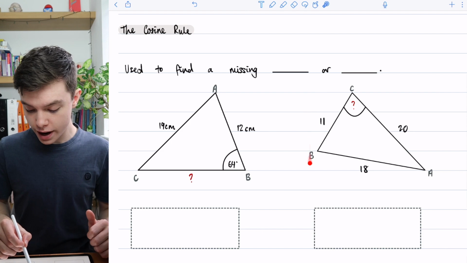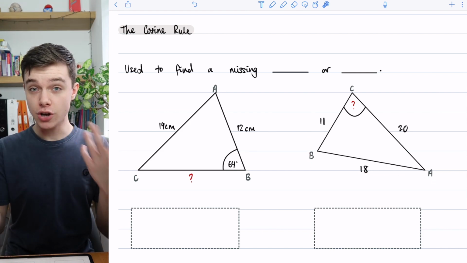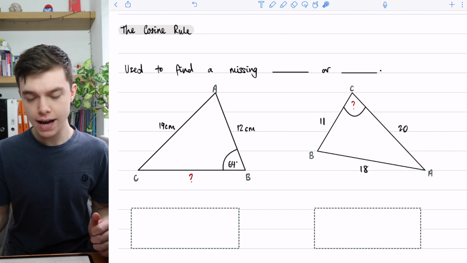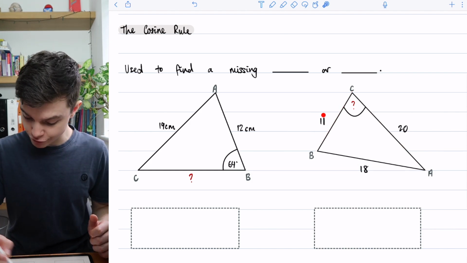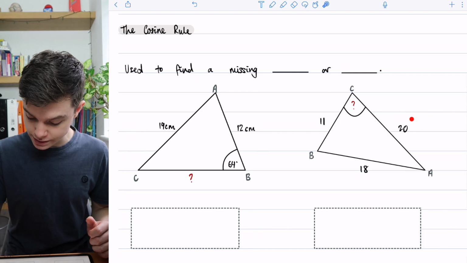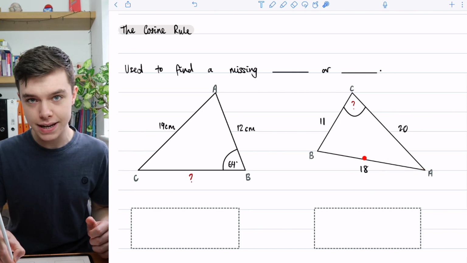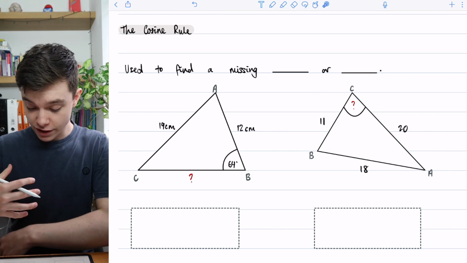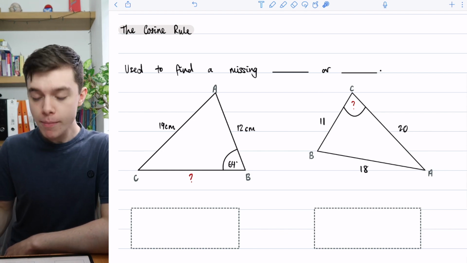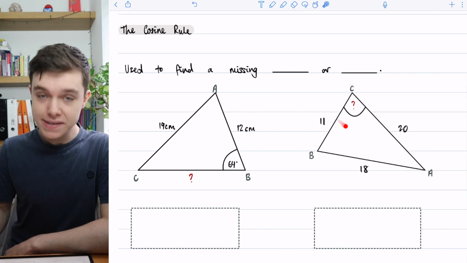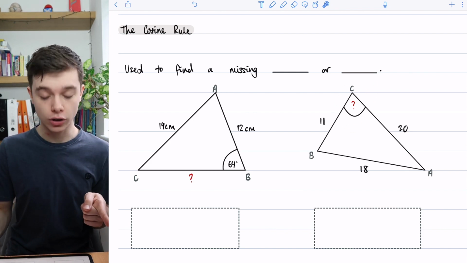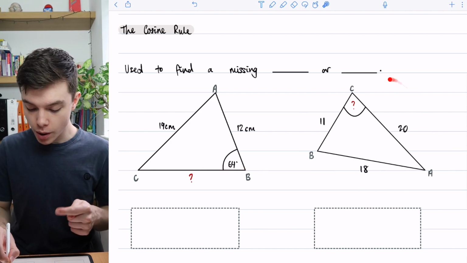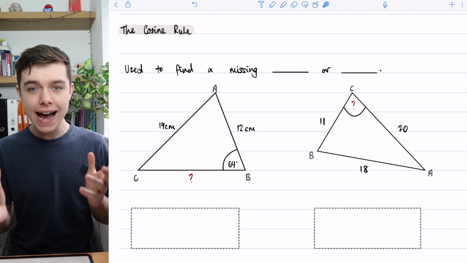If we look at this triangle here, we don't have any units, but we do have three known sides. We have BC, which is 11, AC, which is 20, and AB, which is 18. And then we have an angle here with a question mark. So if this was a worded question, you would probably be asked to work out the size of this angle. So in the first triangle, we're being asked to work out the length of a side, and in the second one, we're being asked to work out the size of an angle.